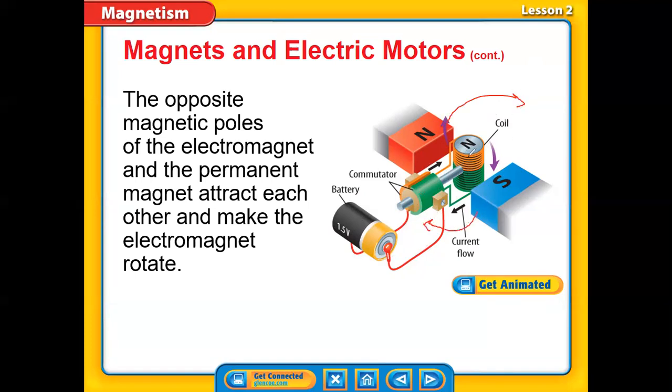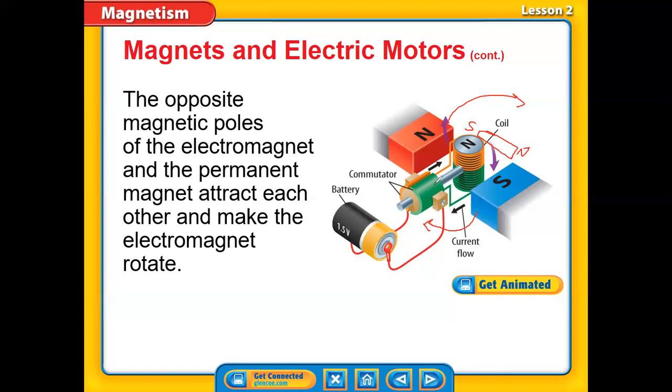But as we said, unfortunately, if it is just like that, once the poles become a horizontal position like this, north and south, what would happen? It will stop because the north is already attracted to the south and the south is attracted to the north, so it will not move anymore. So here is the role of the commutator.